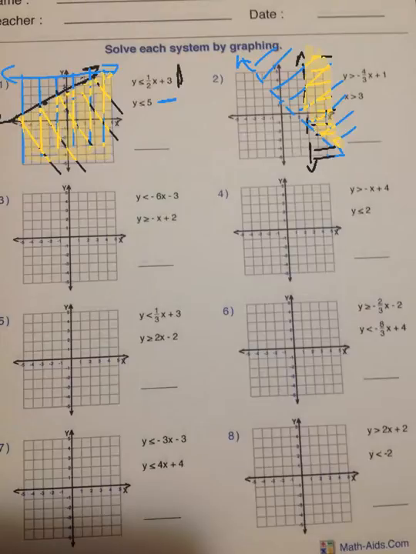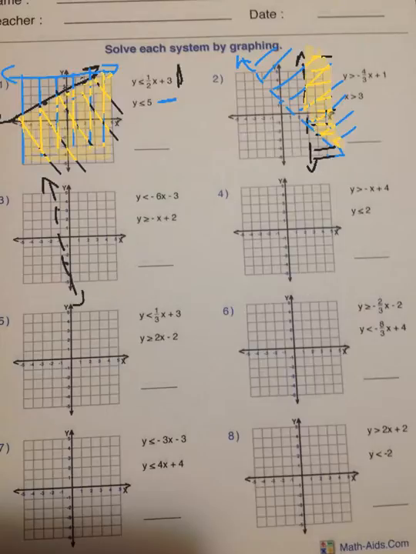Number 3, Y is less than -6x minus 3. We go down to the -3. We have to go 1, 2, 3, 4, 5, 6. So I didn't go down 6 because there's not enough space. So I went up and then over to the left would make it negative. So it's a dotted line.